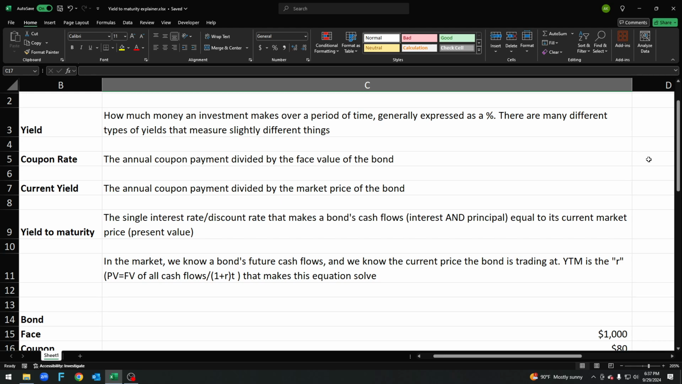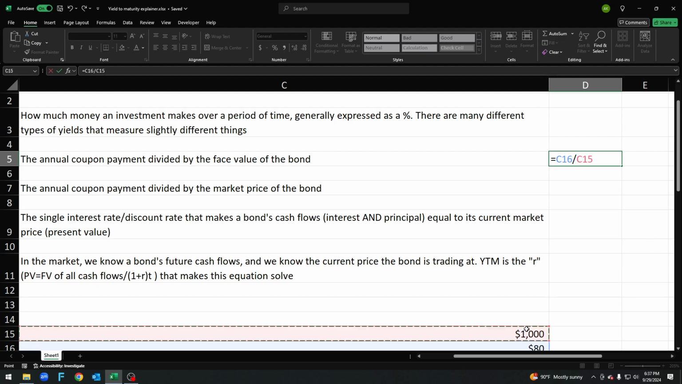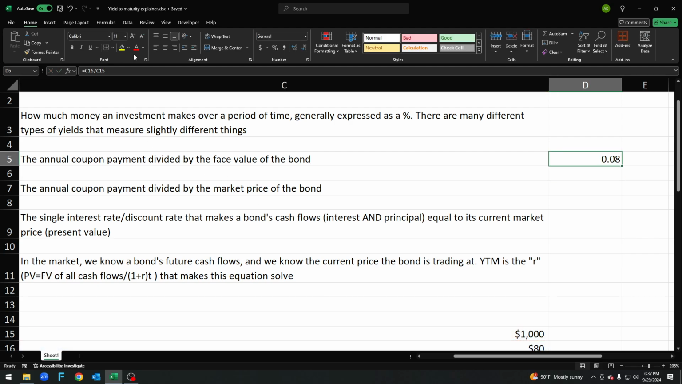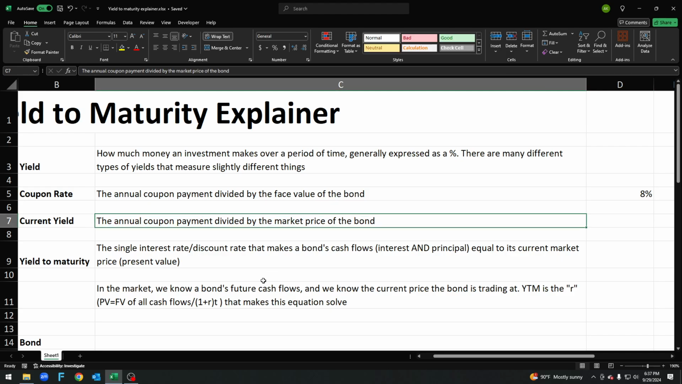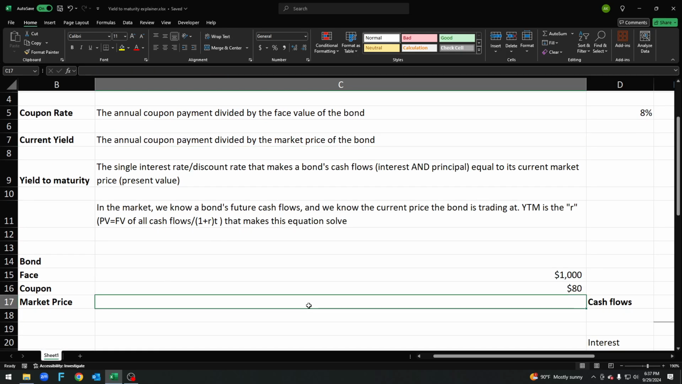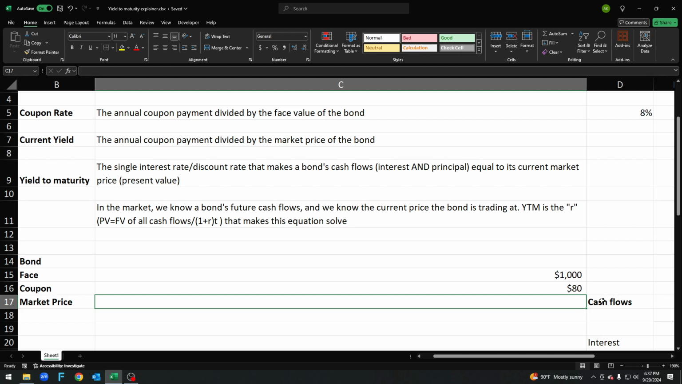So the coupon rate would just be 80 divided by 1,000. Simple enough, 8% is the coupon rate. The current yield is just the annual coupon payment divided by the market price of the bond. So we know that since interest rates change, bond prices don't always stay at their face value. So this may have been issued at $1,000, but let's say that today the market price is 780.